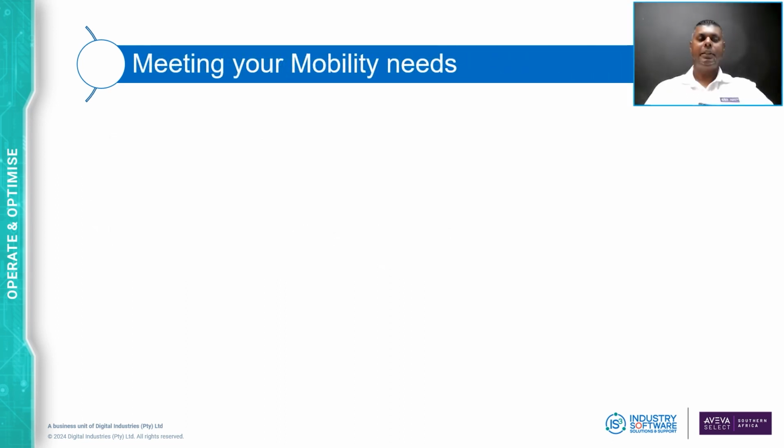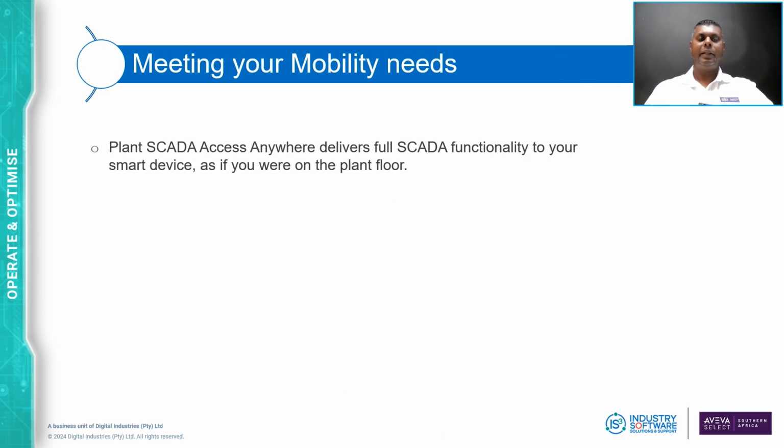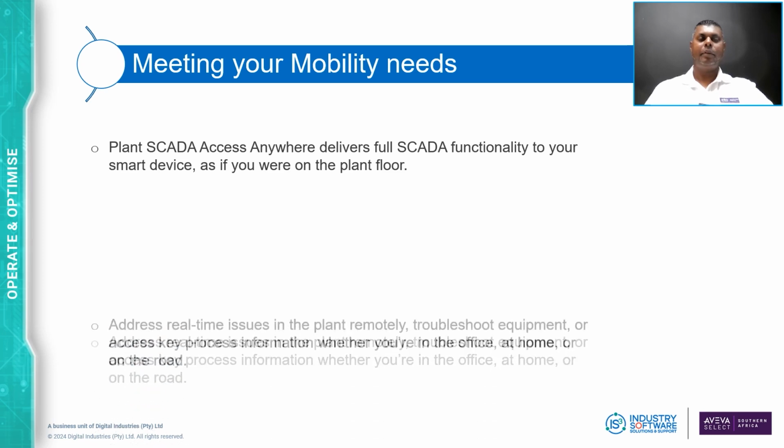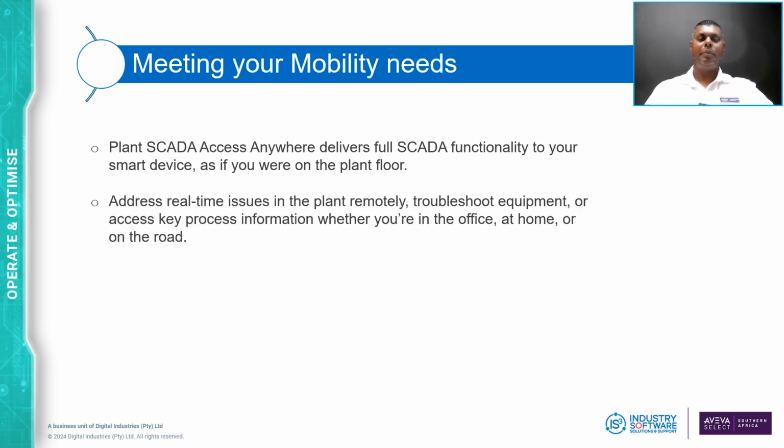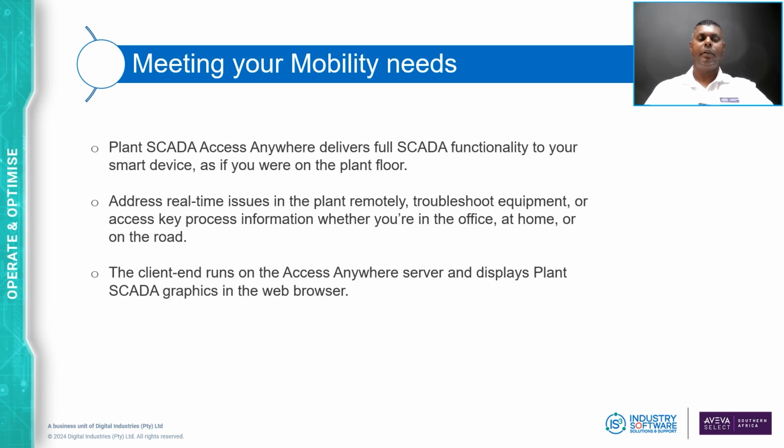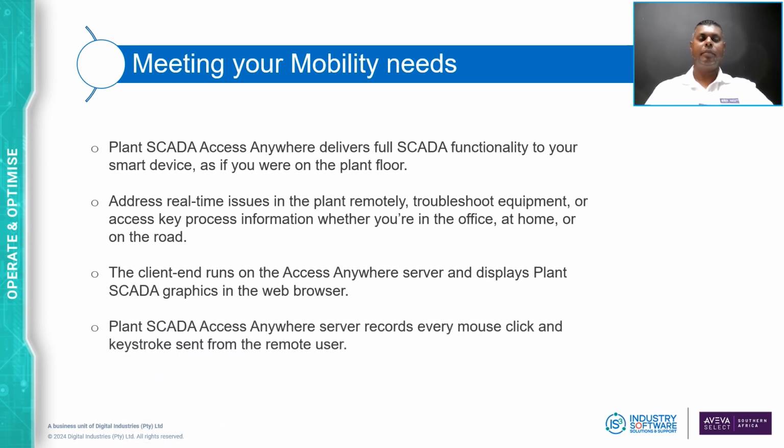Your mobility needs. Plant SCADA Access Anywhere delivers full SCADA functionality to your smart device as if you were on the plant floor. Address real-time issues in the plant remotely, troubleshoot equipment, or access key process information whether you're in the office, at home, or on the road. The client end runs on the Access Anywhere server and displays Plant SCADA graphics in the web browser. The Plant SCADA Access Anywhere server records every mouse click and keystroke sent from the remote user.